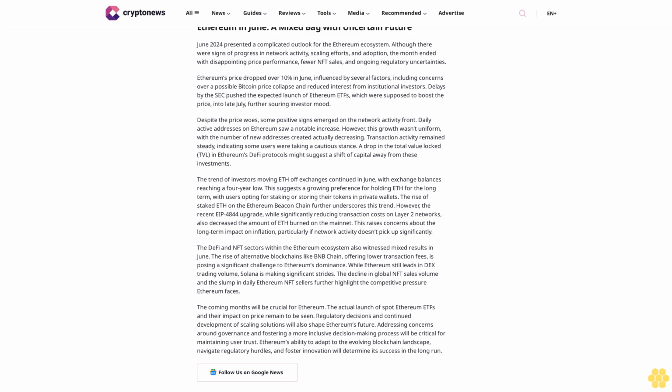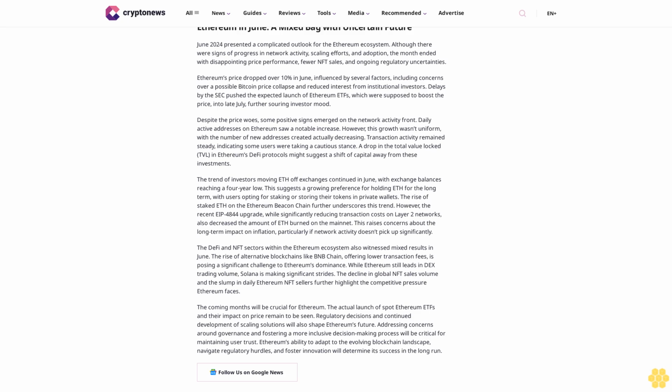Ethereum price dropped over 10% in June, influenced by several factors, including concerns over a possible Bitcoin price collapse and reduced interest from institutional investors. Delays by the SEC pushed the expected launch of Ethereum ETFs, which were supposed to boost the price, into late July, further souring investor mood.